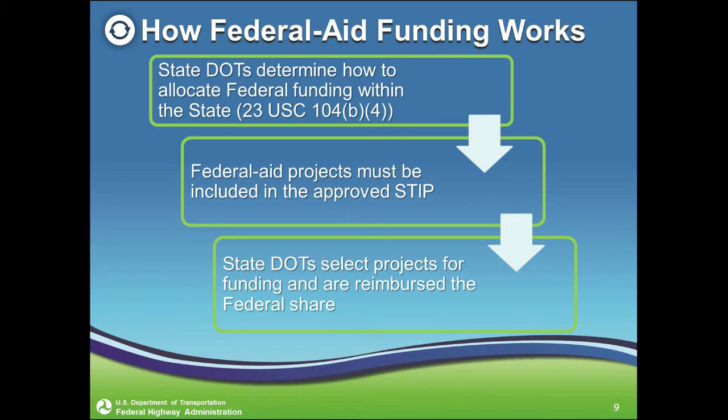CMAQ funds can be used to support environmental review activities required under NEPA through to completion of construction. Other funding sources are available to support earlier stages in the process, such as planning. The federal share of funding is provided to the state DOT through reimbursements for completed portions of the project. The federal portion is typically 80%.